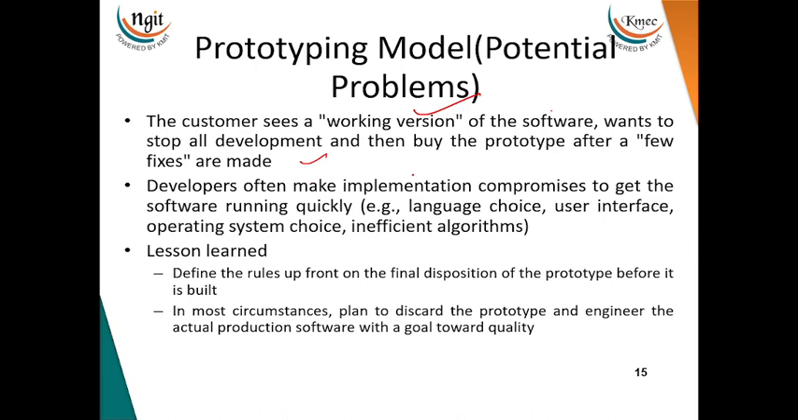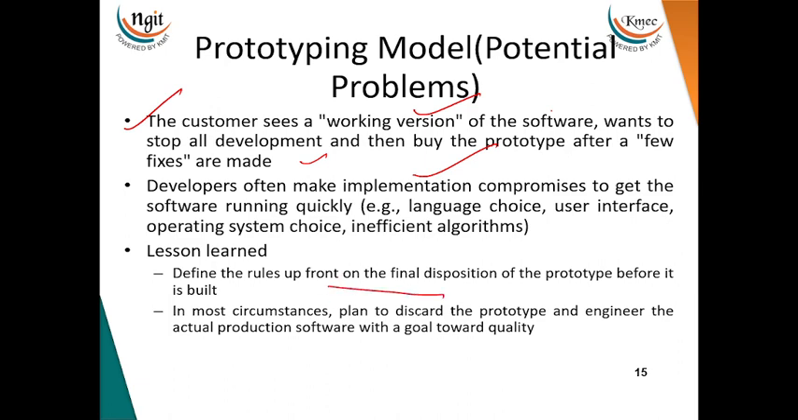Developers often make implementation compromises to get the software running quickly. Language choice, user interface, these are all very insufficient algorithms. So these are the part of it. Every time you are going to go and make changes and everything. Lesson learned: define the rules.